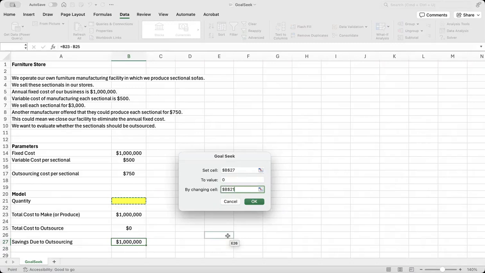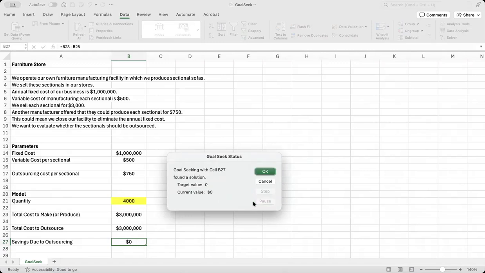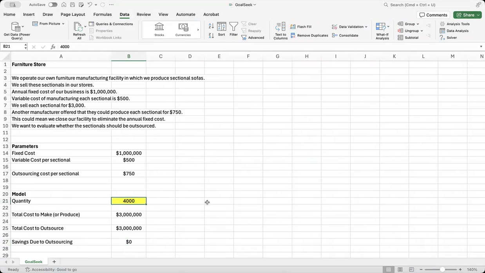And that would be B21. So what variable should I analyze so that B27 is equal to 0? Right? That's what we are looking at in this GoalSeek menu. And Excel will do the calculation in the background to set savings to 0 and tell us what quantity that is. And as soon as you say OK, Excel will do the calculations and we will find that at 4,000 sectionals per year, we are reaching the break-even point.